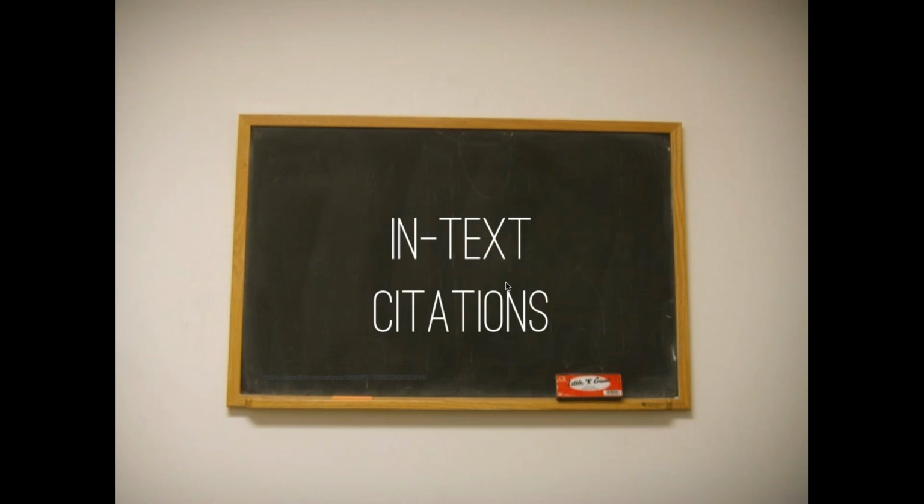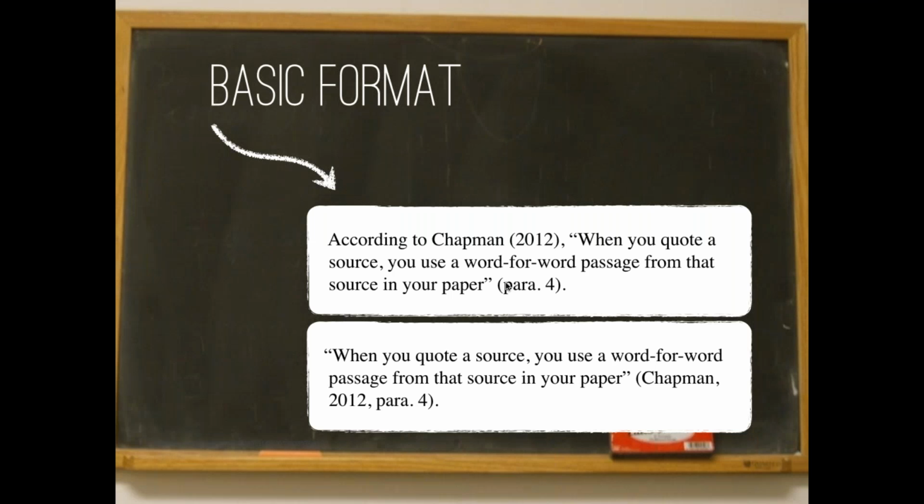What should the in-text citations look like? The format for in-text citations can vary depending on whether the information cited is a quotation, a summary, or a paraphrase. There are two basic formats that we use. The first example you'll notice is a quote from a Writing Center blog post.